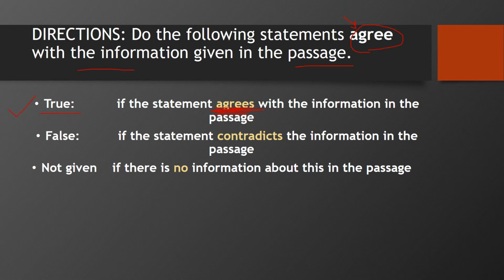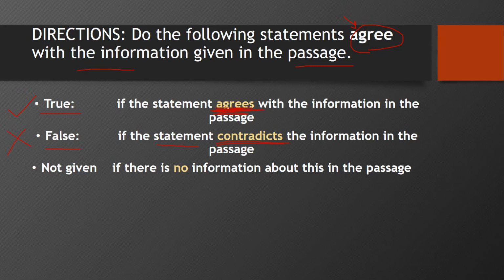Now, it is false if the statement in the question contradicts the information in the passage. That means it is the opposite, it contradicts, it is not true. So the statement is not exactly the same as in the passage. If that's the case, we should say this is false.